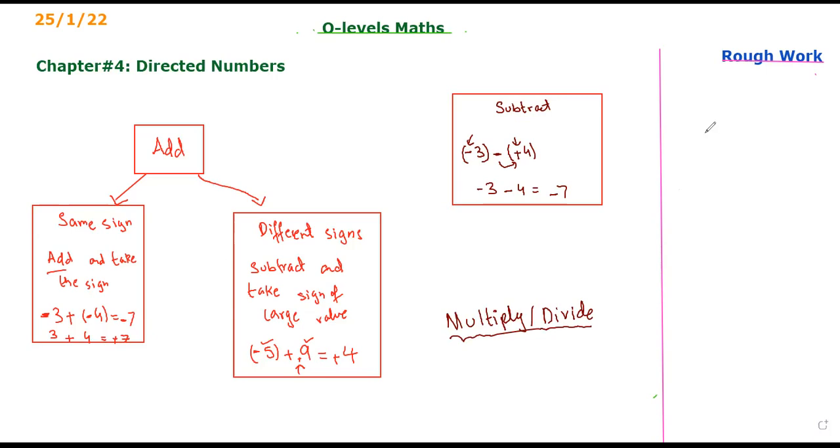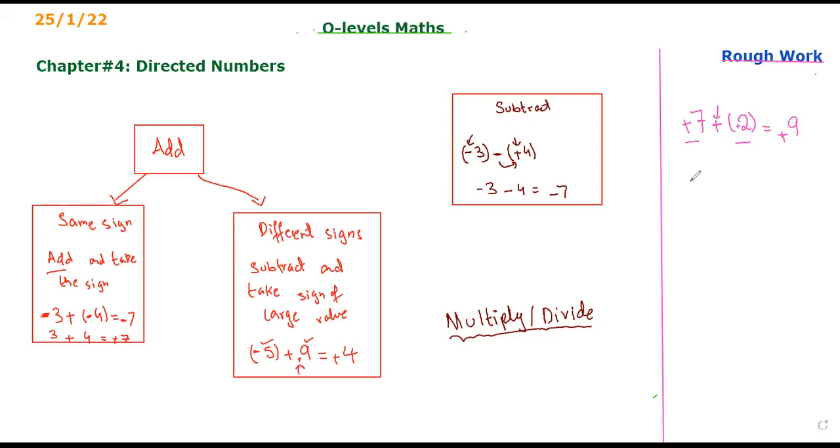Let's say we have +7 plus 2. We are adding it, that is obvious, but we need to check the sign of this number and this number. The sign of both numbers is the same. We can add it, and the sign was plus.